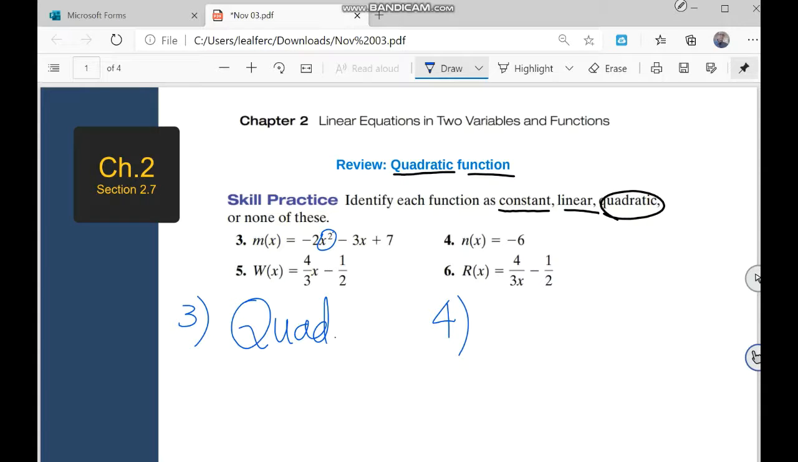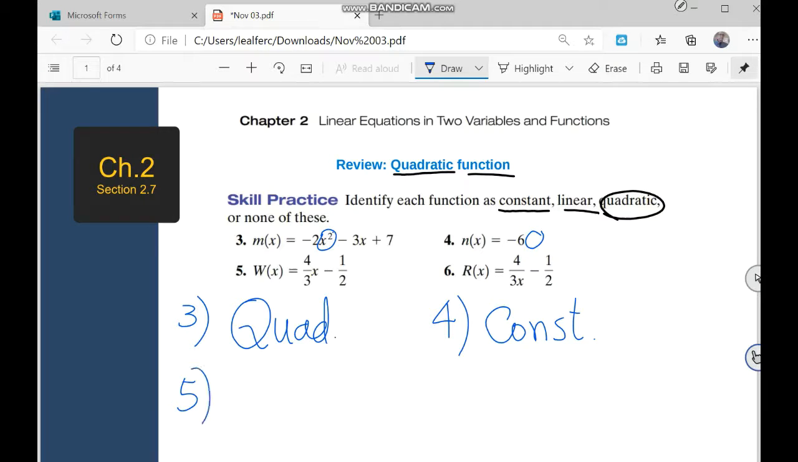Next, we have n of x equals negative 6. Again, forget about the numbers, find the variable. And actually, you cannot find variables here. There are no variables. If you cannot find any variables, that means this is a constant function. A constant function doesn't have any variables, only numbers.